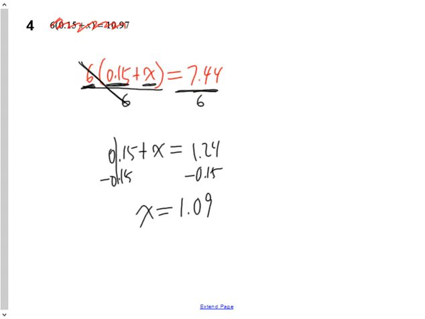Subtract that 15 cents from both sides, and you would realize that that mystery amount of money was $1.09. Right? So 6 people gave you 15 cents, excuse me, plus $1.09, and altogether you would have $7.44. How much did one person give you? Or how much was the mystery number? It would be $1.09.